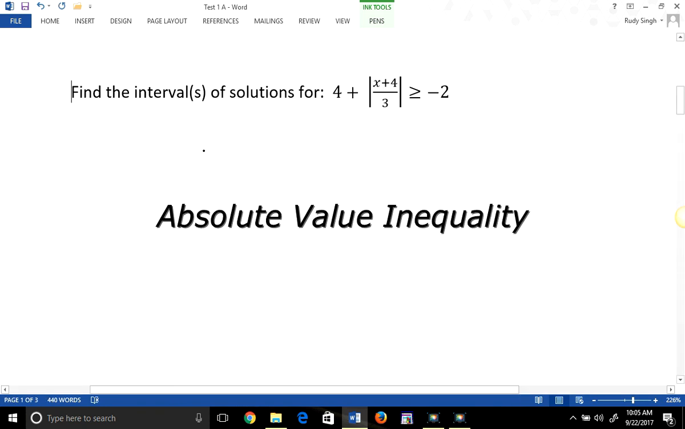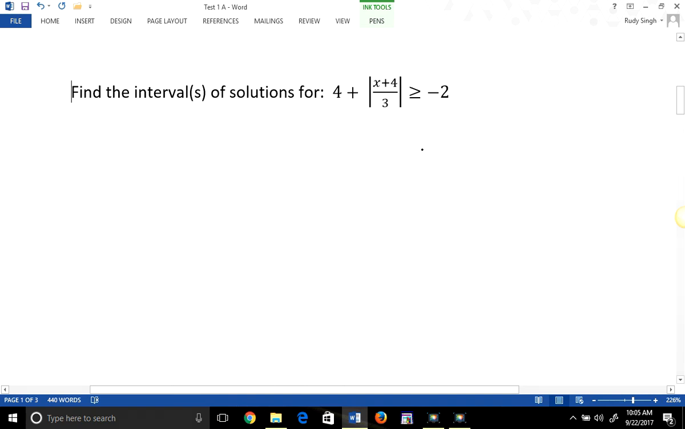So you want to solve this absolute value equation. And you have 4 plus the absolute value of x plus 4 over 3 is greater than or equal to negative 2. So one of the problems here is I have this 4. So what do I do with it? The big mistake is to try and deal with the absolute value right away. You want to subtract 4 from both sides before you do anything. Get the absolute value by itself.